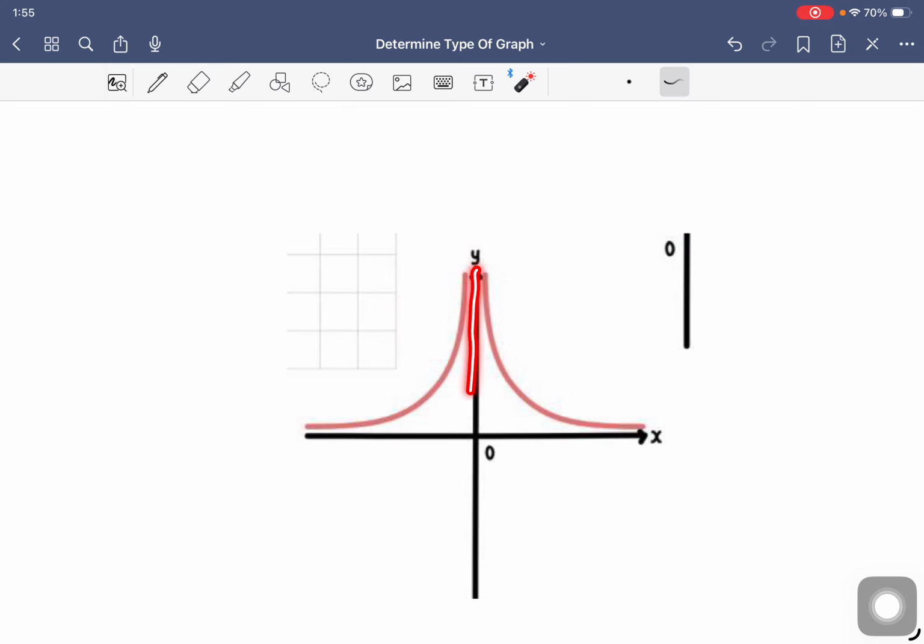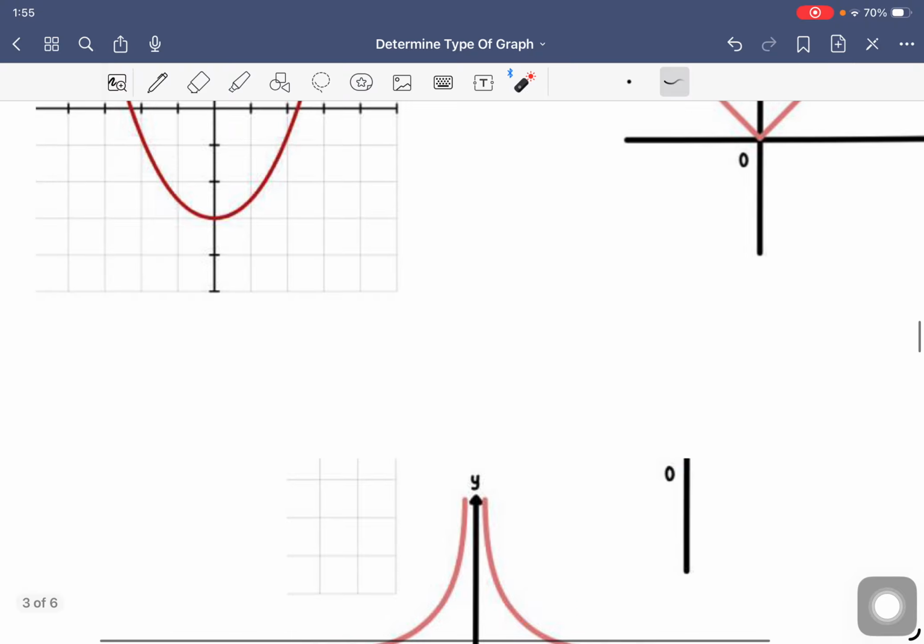Based on this figure, you have to determine whether the given figure is even, odd, or neither. You don't have to sketch the figure. You will be given the figure, and based on the figure, you have to determine whether the given graph is even, odd, or neither. If the graph is symmetric about the y-axis, that is the even graph. So we have finished the even graph.